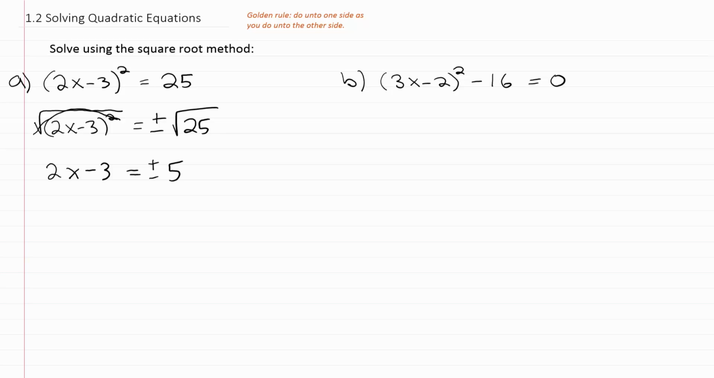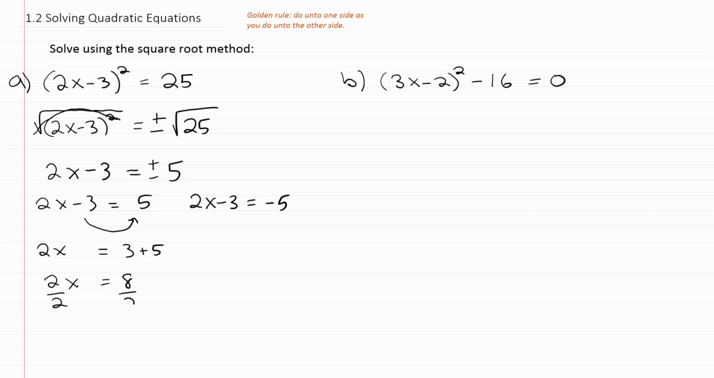Now from here, what you get is two basic equations. So you get the equation 2x minus 3 is equal to 5. And 2x minus 3 is equal to negative 5, right? And then you can solve by moving the 3 over to the other side. You get 2x is equal to 3 plus 5. Remember, when it goes to the other side, it becomes positive. So we'll have 2x is equal to 8. And then we divide both sides by 2, giving you, of course, the answer x is equal to 4. All right, so that's your first solution.